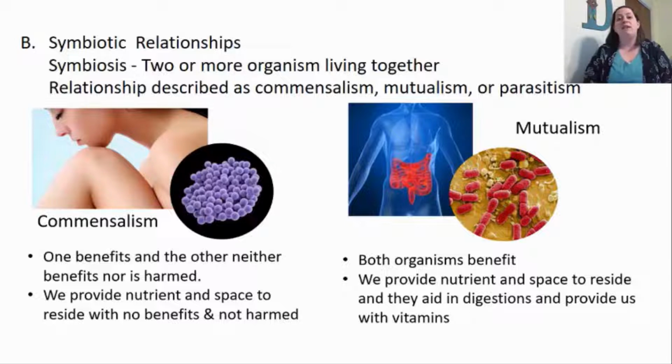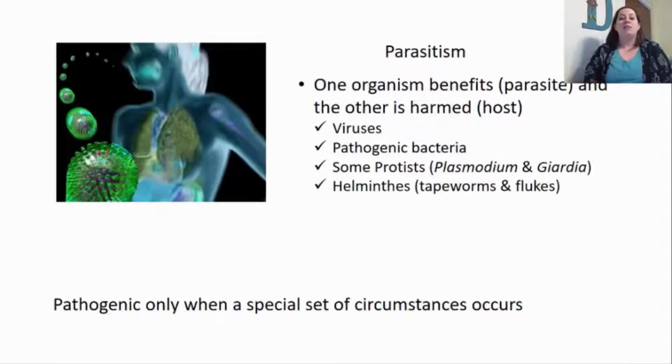All right, so we're giving them good things and they are giving us good things in return. This is mutualism. The last one is parasitism. Parasitism is where one organism benefits and they're the parasite, and the other organism is harmed. They are considered the host. There are lots of different types of parasites.